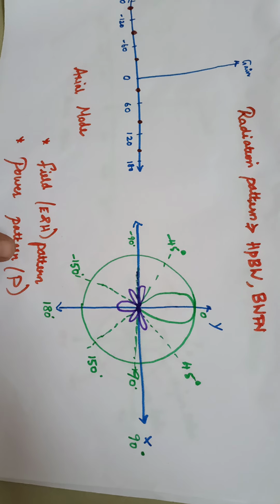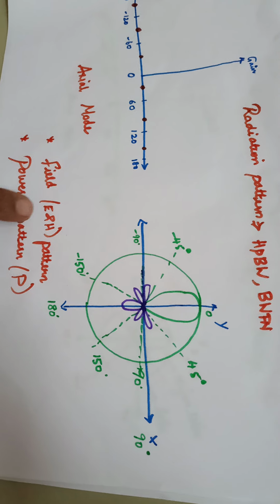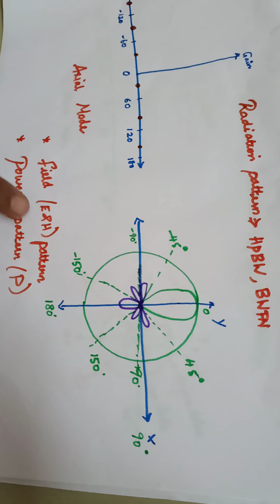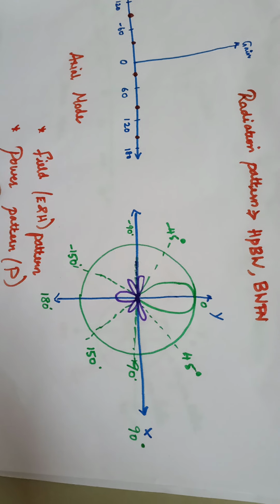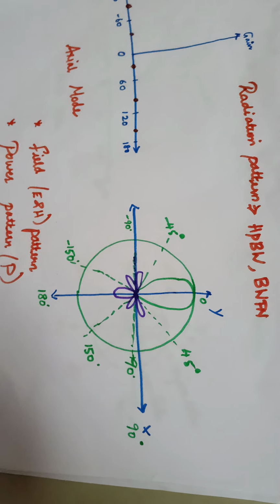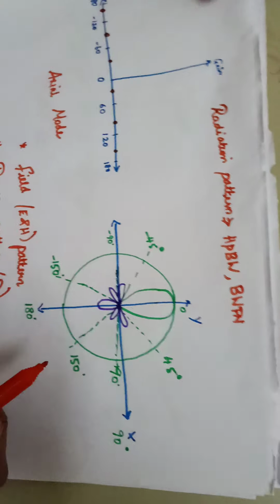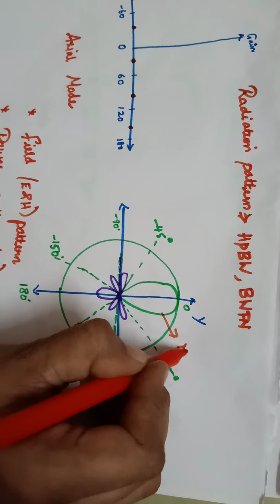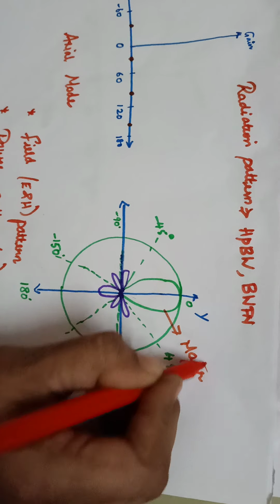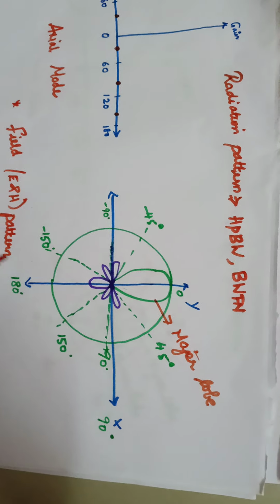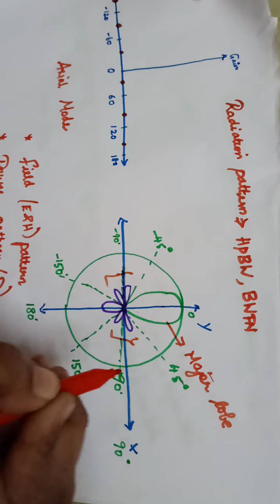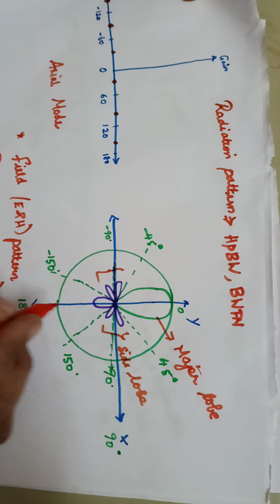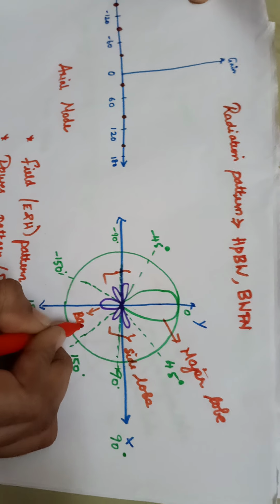Again, the radiation pattern can be expressed in terms of fields or power. Fields means electric and magnetic fields, and power pattern means P. Now let us see this diagram. I've already taught you the parts of the radiation pattern. This is called the major lobe, and these are called the side lobes or minor lobes, and this is called the back lobe.